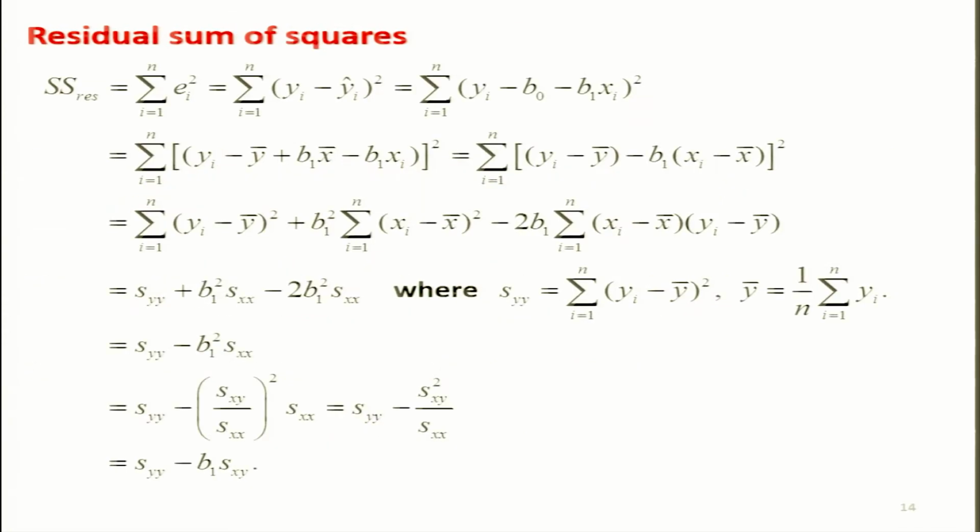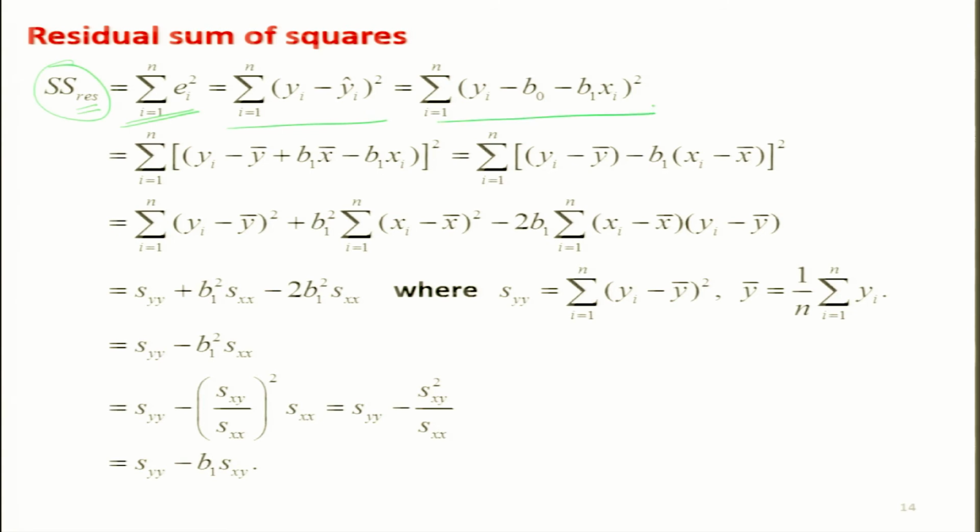Now, I try to obtain the estimator of sigma square, but before that let me do some homework. We define a quantity called the residual sum of squares, denoted by SS res. This is defined as the sum of squares of the residuals, so it is the sum for i from 1 to n of ei square, which can be written as summation of yi minus yi hat whole square.